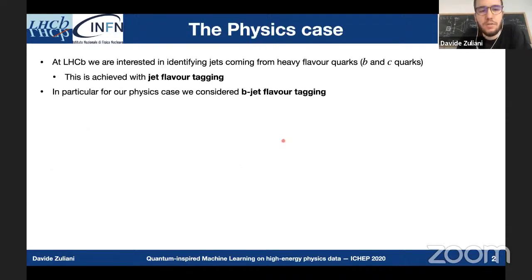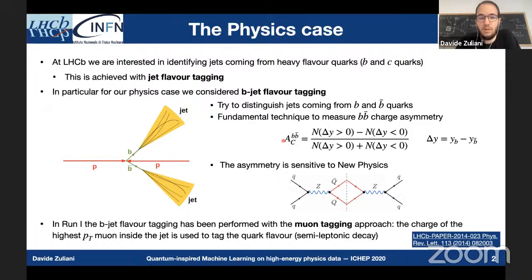So at CMS, we're interested in identifying jets which are produced by heavy flavor quarks, namely B and C quarks. And the technique that we use is the so-called jet flavor tagging. In particular, for our physics case, we have considered B jet flavor tagging, so basically tag jets generated by B quarks. Why do we want to do that? Well, we would like to distinguish jets that are produced from B and anti-B quarks, and this is a fundamental technique because it enables us to measure the B-B bar charge asymmetry, which is defined here, where delta Y is the difference in pseudo-rapidity.